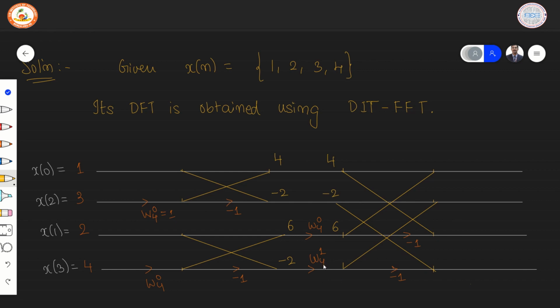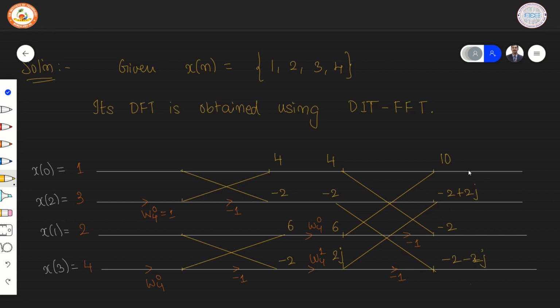W4 to the power of 1, the value is equal to -j, therefore scaling with -j gives you the answer, which is 2j. Then once again the output of the second stage is determined using addition and subtraction. 4 plus 6, the sum is 10. The difference 4 minus 6 is -2. Next, -2 added with 2j and -2 minus 2j.